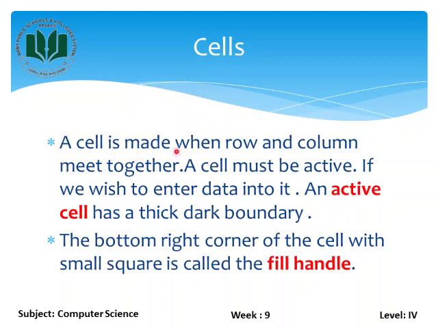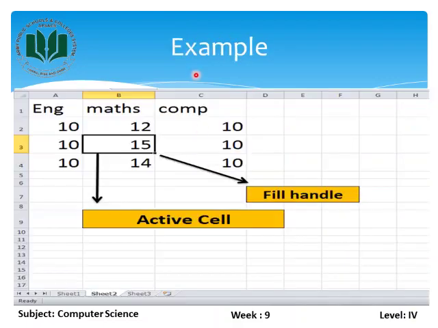Cells. A cell is made when a row and column meet together, or it is a combination of column and row. A cell must be active if we wish to enter data into it. An active cell has a thick dark boundary. The bottom right corner of the cell with a small square is called the fill handle. In this example, you can see this is the cell, and with the thick boundary this is called an active cell, and here you can see a small square, called the fill handle.